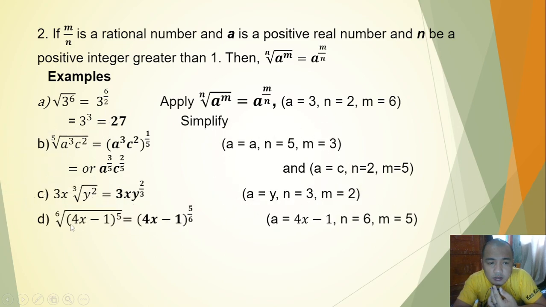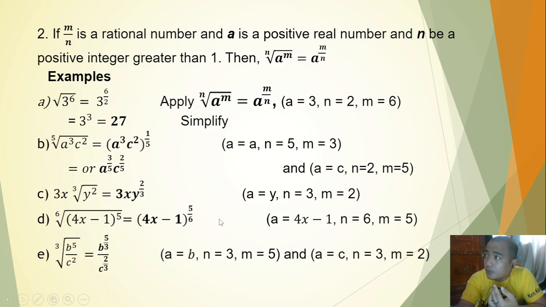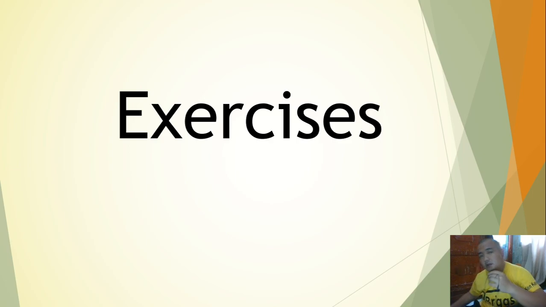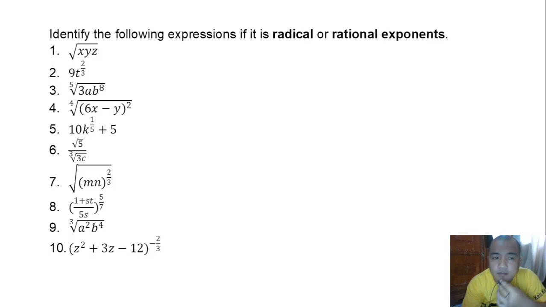Letter D, 6th root of the quantity 4x minus 1 raised to the 5th power. That means the quantity 4x minus 1 raised to 5 over 6. 5 numerator, 6 denominator. And E, how about this, cube root of b to the 5th over c squared? Right. So that means 3 is the denominator. So b raised to 5/3 all over c raised to 2/3 is the answer for letter E. Let's proceed now to our exercises.